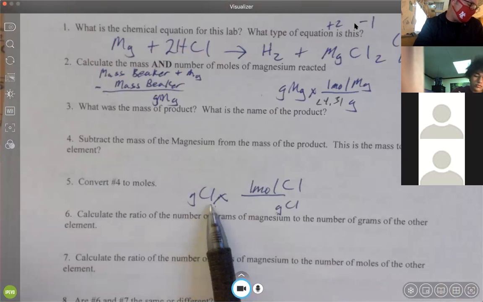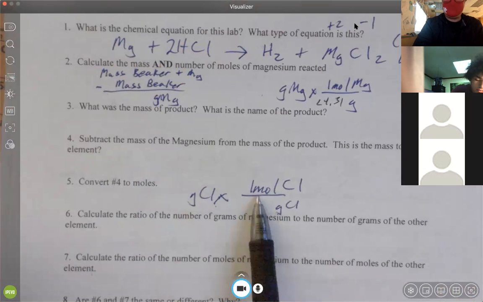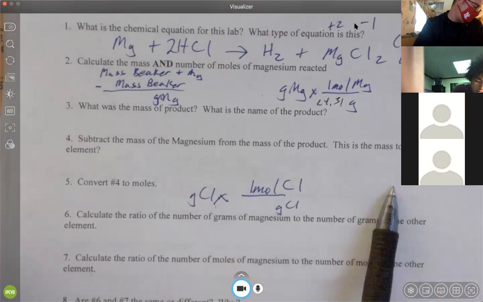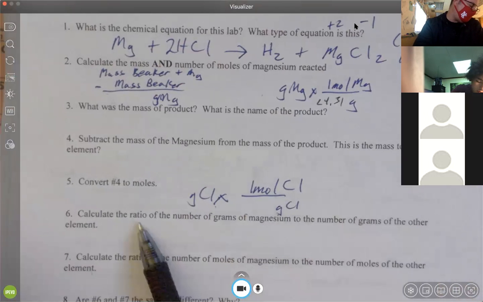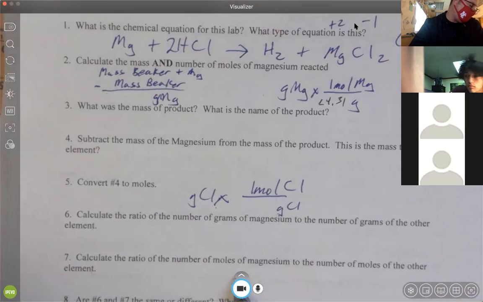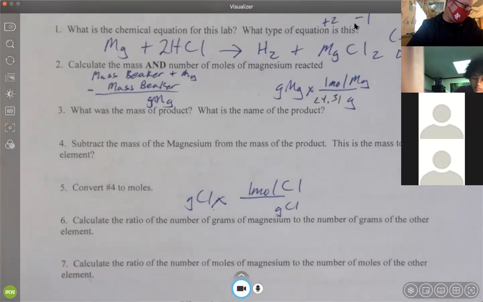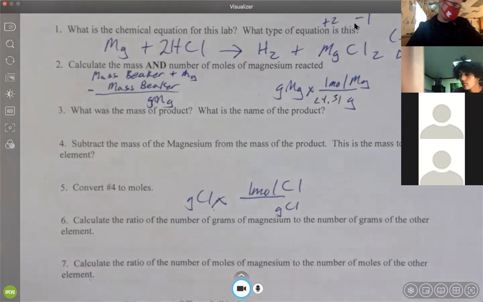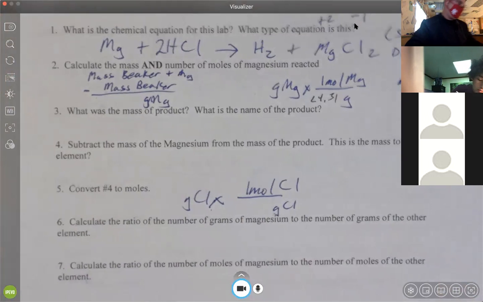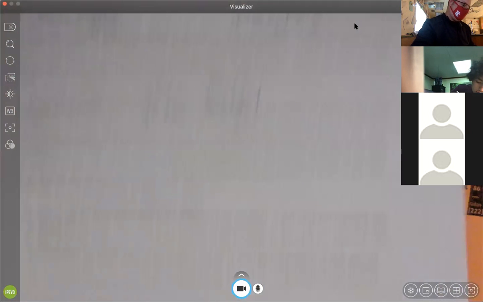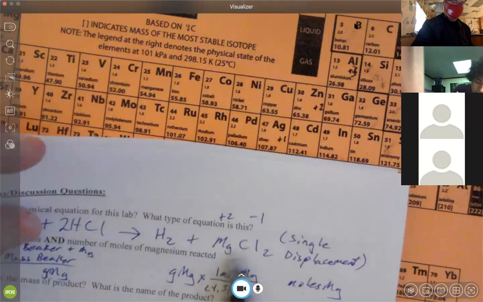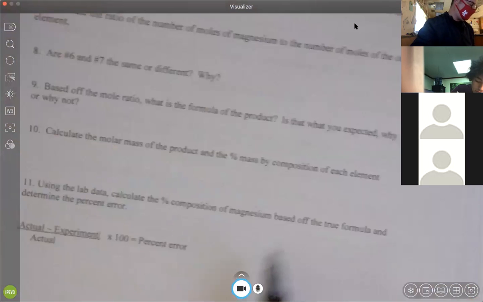Well, again, we can use the same thing to find the moles of the Cl. Then you calculate the ratio of the grams. Then you calculate the ratio of the moles. Basically, you divide each of those by the smallest number, right? That's how you make a ratio. Are they the same or different? Based off the mole ratio, what is the formula of the product? Is that what you expected to see or not? So we're hoping to see a ratio of 1 to 2, right? That's what I'm hoping to see.